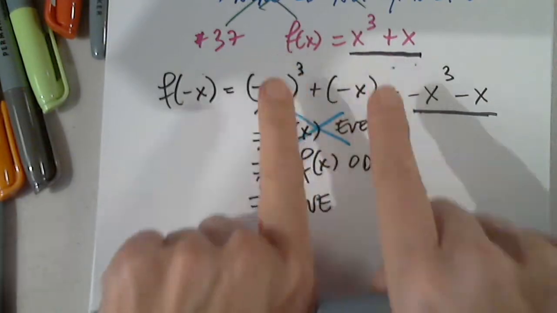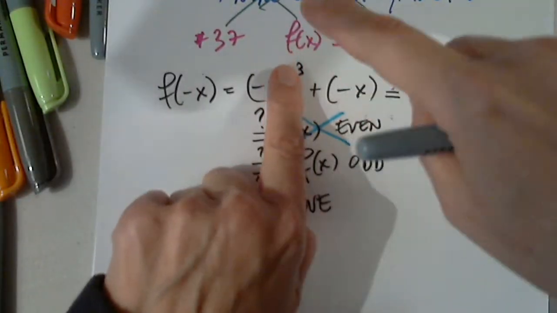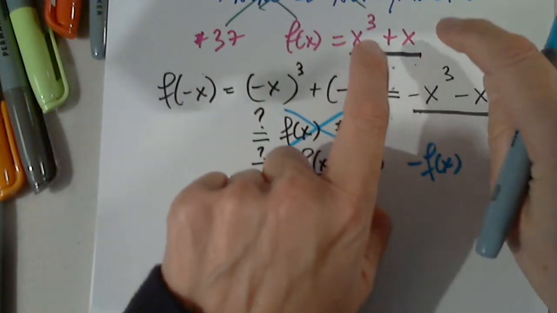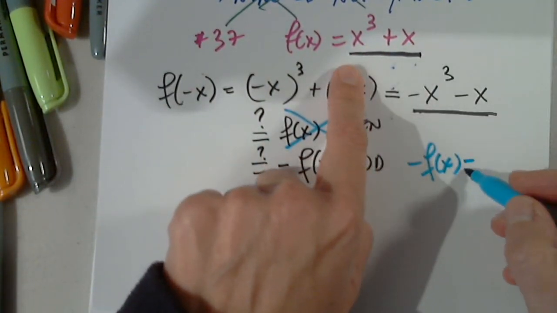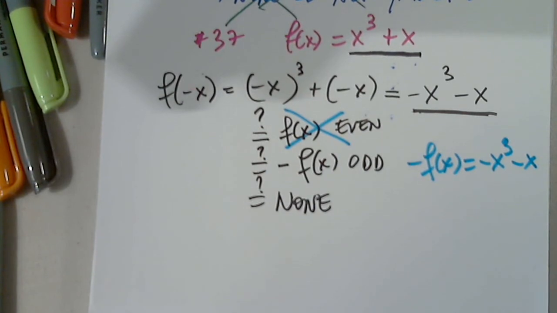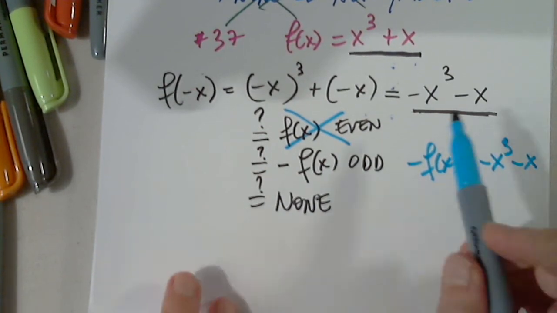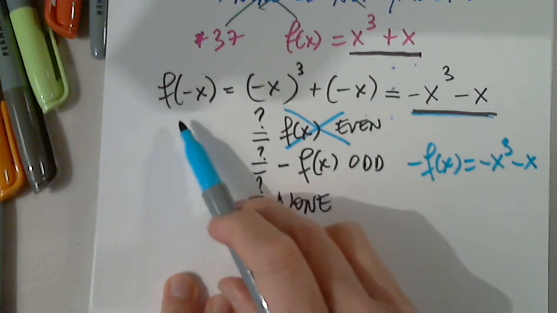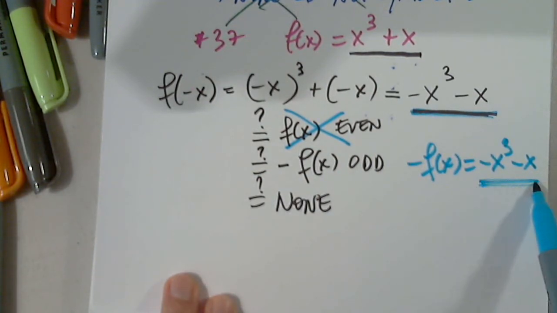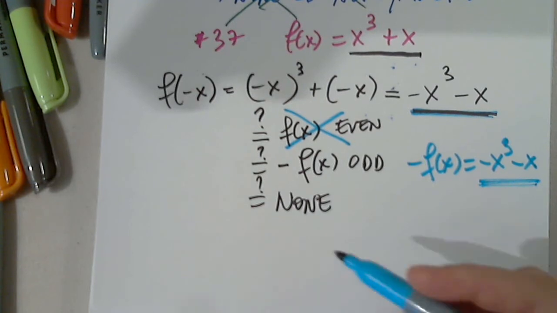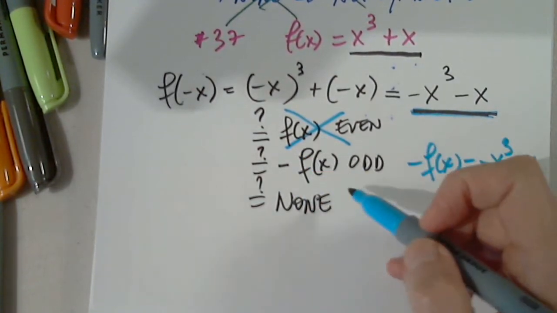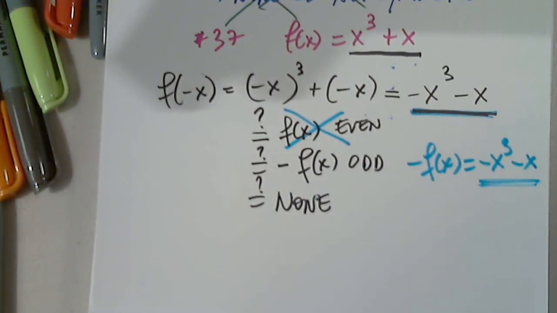I'm going to multiply both sides here by negative 1. When I multiply this side by negative 1, I get negative f of x. When I multiply this side by negative 1, I get negative x cubed minus x. So now I'm asking myself this. Does f of negative x equal negative f of x? If you say yes, then I'll cross out the last one and I'll say it's odd. If you say no, I'll cross this one out and I'll say it's not symmetric.